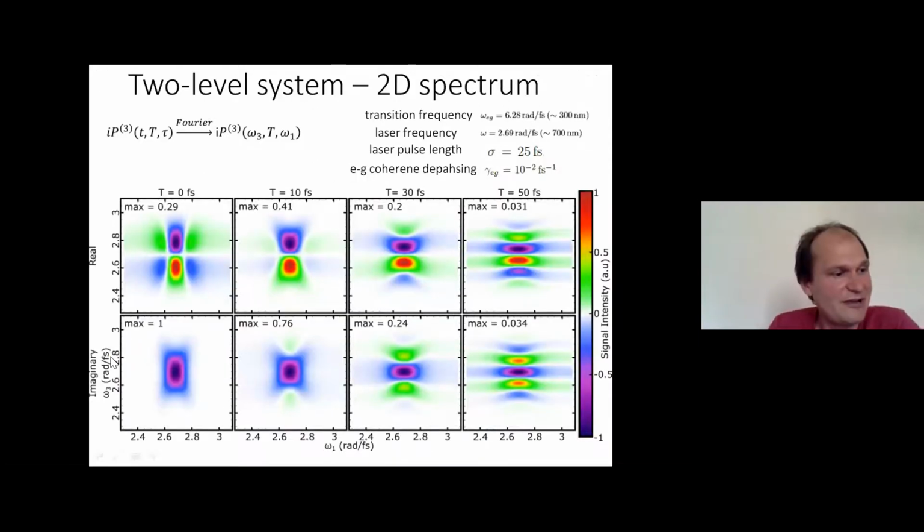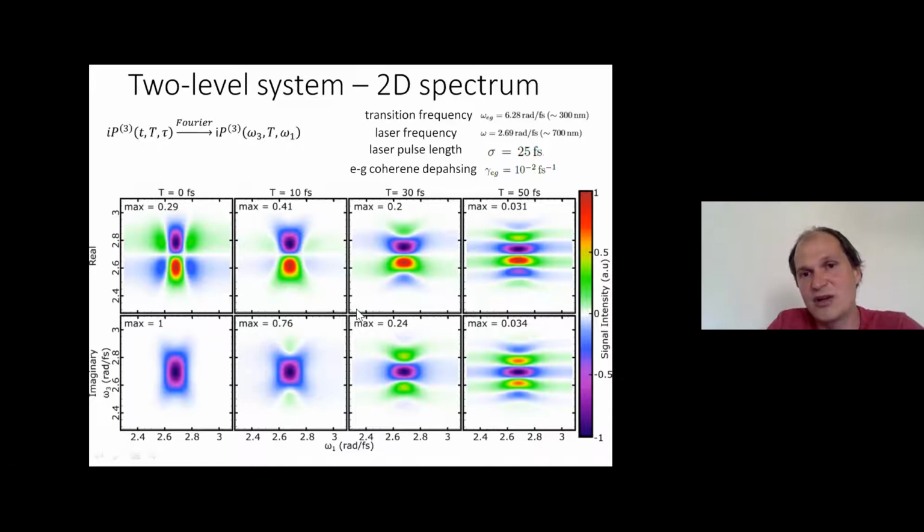If we have the polarization of the two-level system, we can make a Fourier transform and calculate the 2D spectrum. And this is what we have: the non-resonant 2D spectrum of a two-level system in the non-resonant approximation. We see that the signal has some imaginary part, some real part. The signal disappears out of the pulse overlap. So at 50 femtoseconds, there is nothing. We have 25 femtosecond pulses.